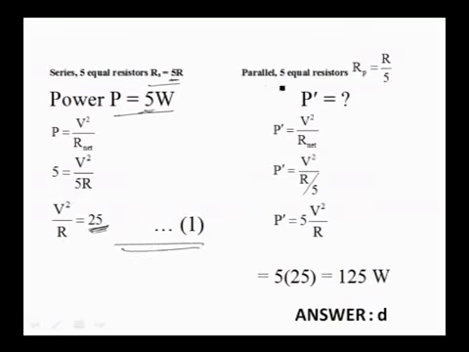Now, with the same resistors in parallel, the effective resistance is R by 5. We are going to calculate the power in this combination. That is P dash is equal to V square divided by R net. R net is R by 5, substitute, 5 is shifted up, so it is 5 V square divided by R. V square by R is equal to how much? 25. Substitute V square by R is equal to 25 in this equation, 25 into 5 gives 125.